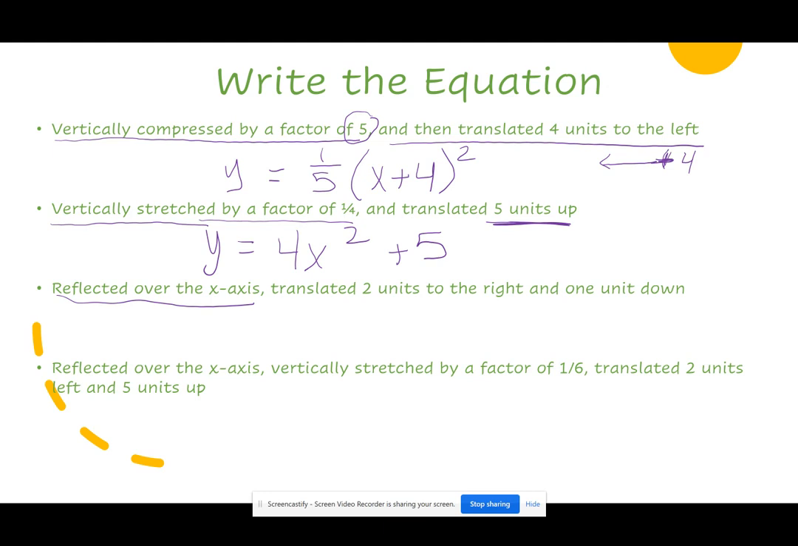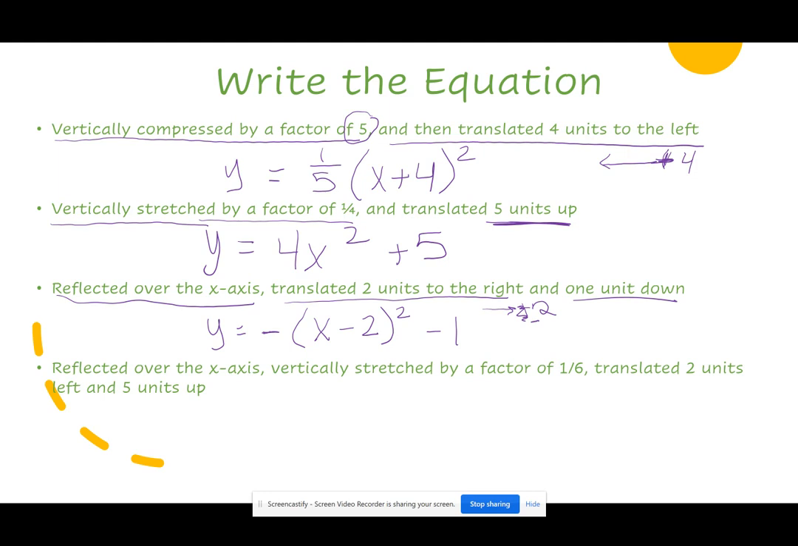Here, reflected over the x-axis, we're going to have a negative sign in front, so y equals negative something. Translated 2 units to the right, so since it's moving to the right, you think +2, but it's negative because it's opposite, so that goes in your parentheses. And then 1 unit down always goes on the outside. So we get y equals negative times x minus 2 squared minus 1.